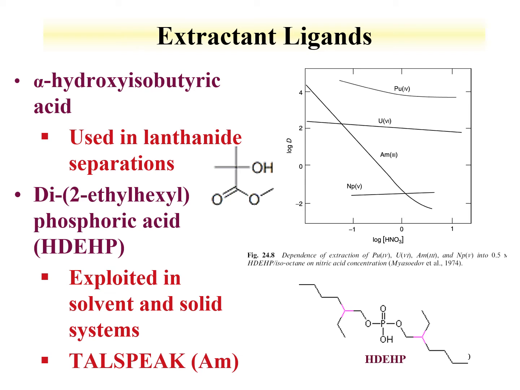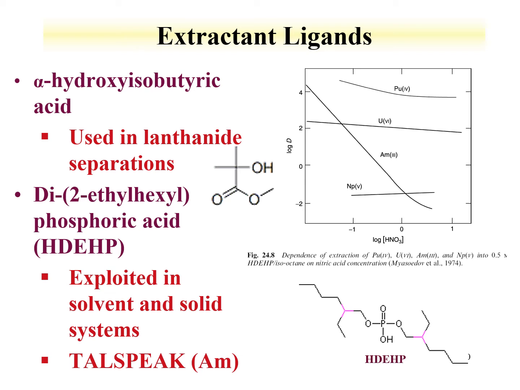Another ligand is shown here, HDEHP, or di-2-ethylhexyl phosphoric acid. HDEHP is used in the TALSPEAK system for separating the trivalent actinides from the lanthanides, and we'll discuss this when we discuss some separations that are specific for americium.